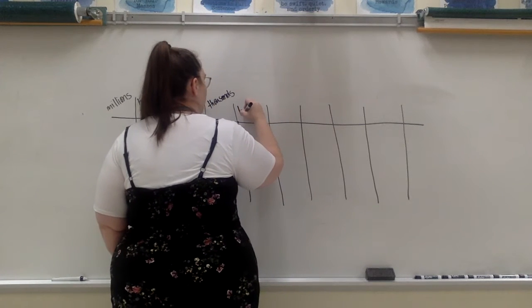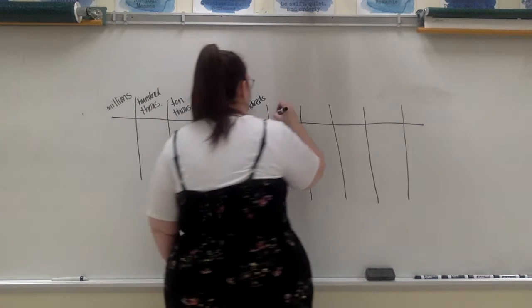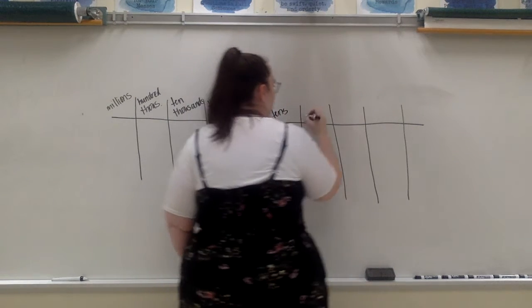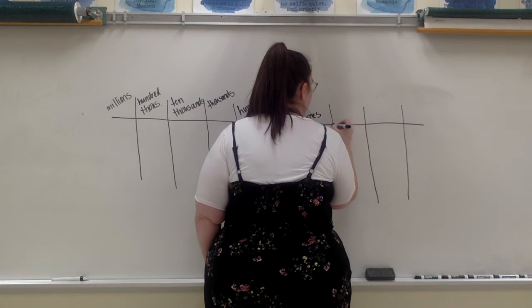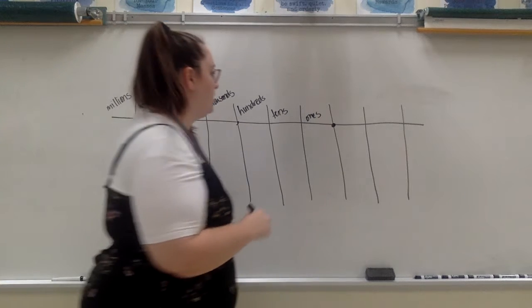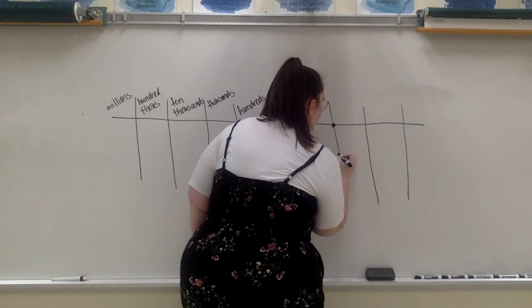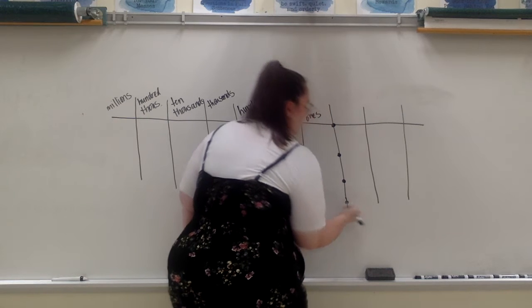Then we have hundreds, tens, ones, and this is where our decimal is going to go. You can also create your own spot for the decimal. It is up to you. But I just know that this is where the decimal is all the way down.